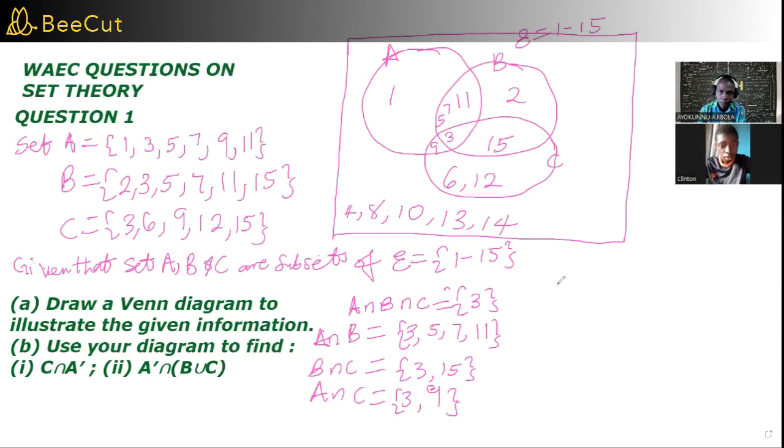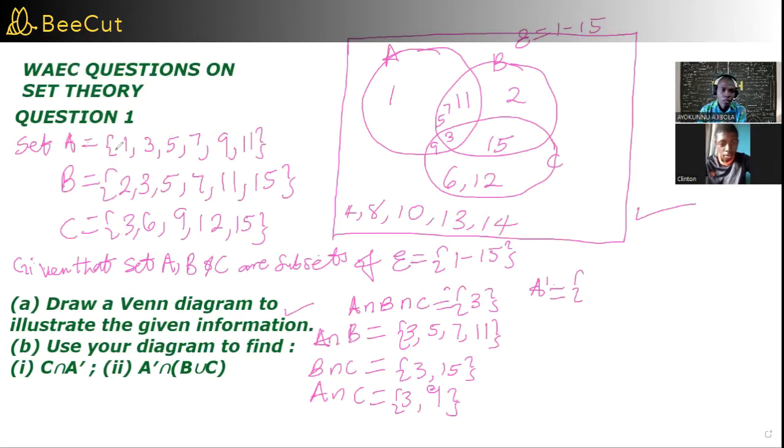That's very okay. Now, looking at this, we can tackle the question. So we have finished question 1 that says draw a Venn diagram. This is our Venn diagram. Now for the second one, use a Venn diagram to find option 1, C intersection A complement. We need to firstly find our A complement. So A complement is whatever is in the universal set and is not in A.